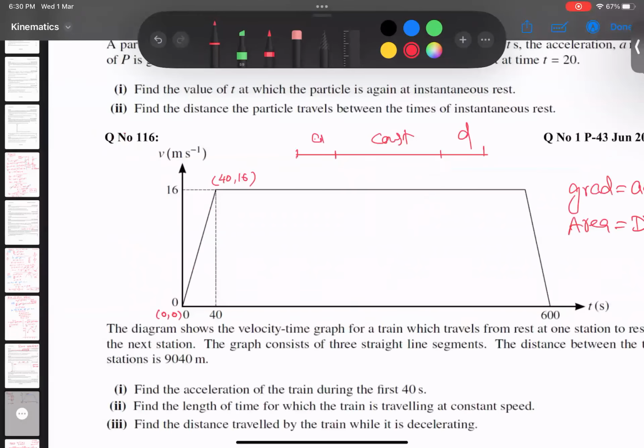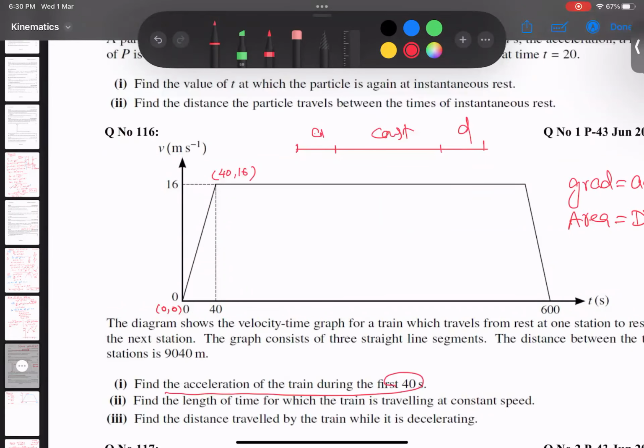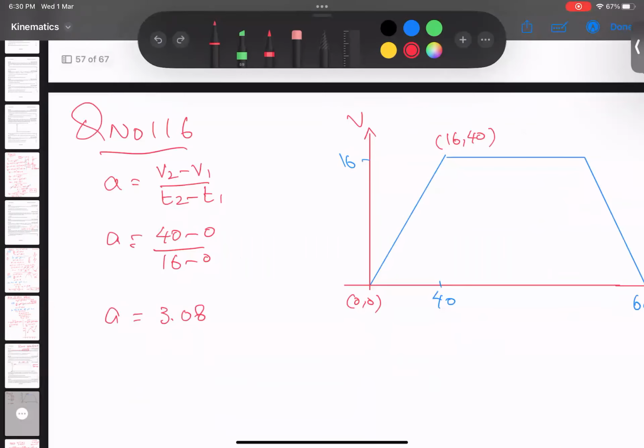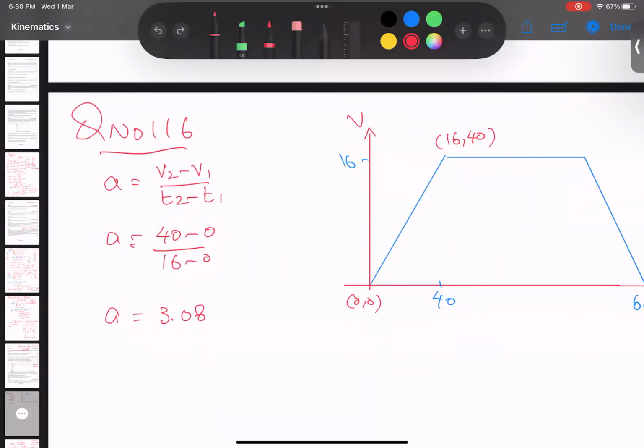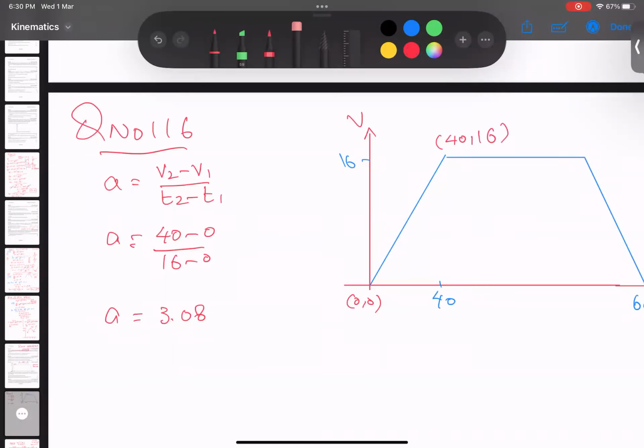Okay, let me check again what the question is asking. Find the acceleration in the first 40 seconds. Sorry, the opposite: Y2 is 16. I put the wrong values here. It should be 40, 16. So Y2 is 16 minus 0 over 40 minus 0. I repeat, Y2 minus Y1 and X2 minus X1, or whatever variable names I gave. Anyway, 16 divided by 40, and my answer is 0.4 meters per second squared.